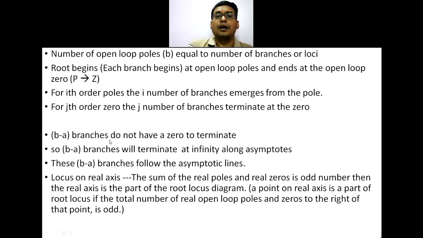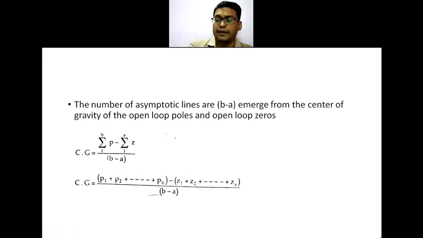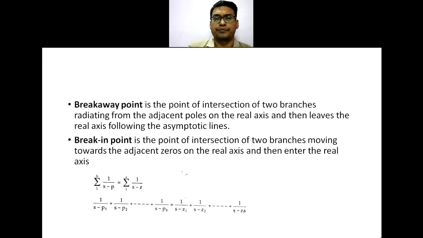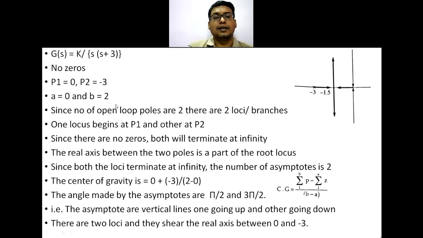In this example, A is 0 and B is equal to 2. So 2 minus 0, that is 2 branches, do not have a zero to terminate. So they will terminate at infinity along the asymptotes. How many asymptotes can be drawn? That is B minus A, so 2 branches follow the asymptotic lines. And for that you require the center of gravity calculation and the angle made by the asymptotes. Since the number of open loop poles is 2, there are 2 loci or branches. One locus begins at P1 and the other at P2.